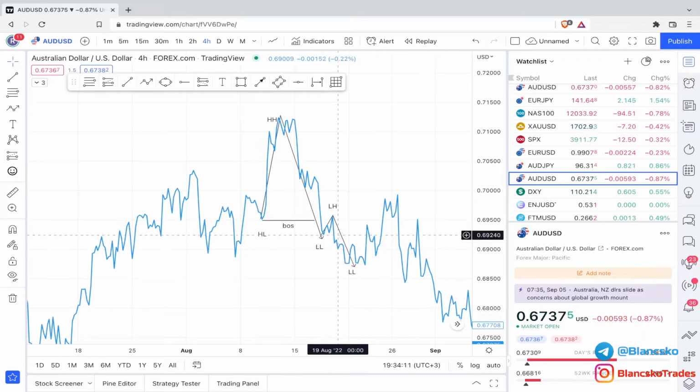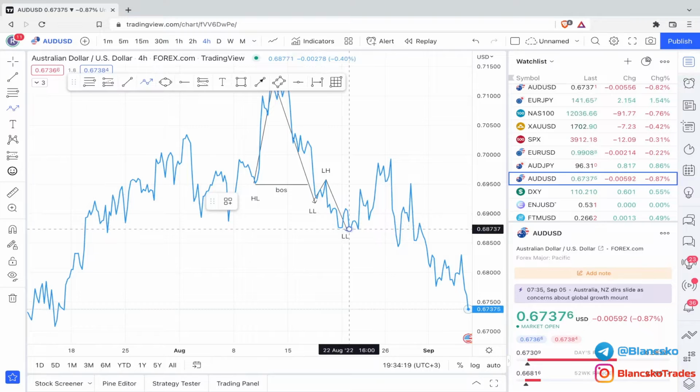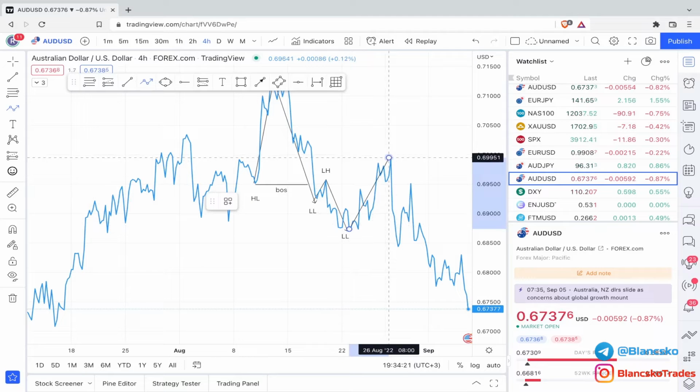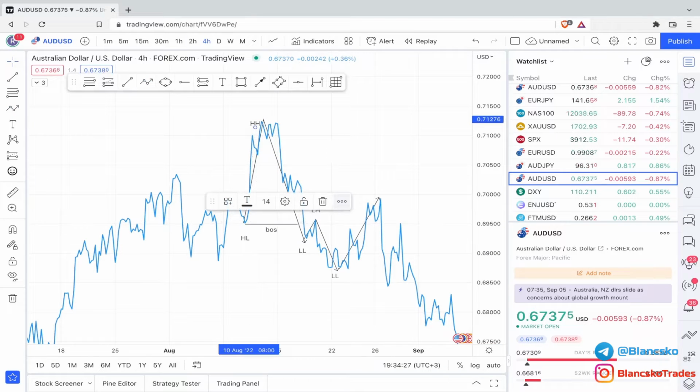We created a new lower low. Why? Because we broke this previous lower low. But then from here, we broke the previous lower high, creating a higher high. So we created a higher high right here, but then we did what?